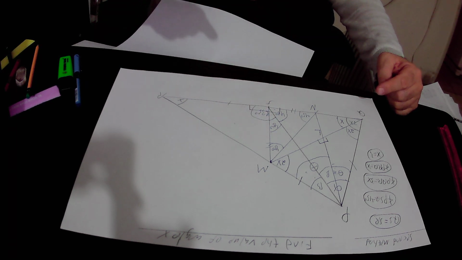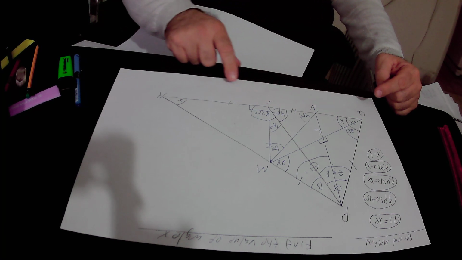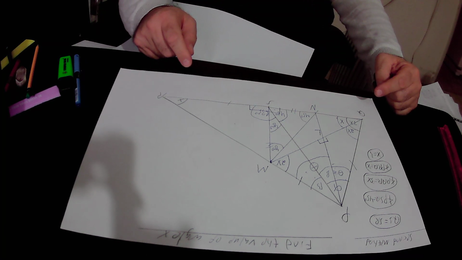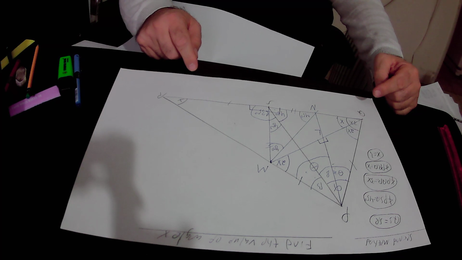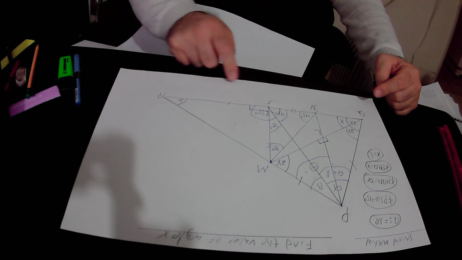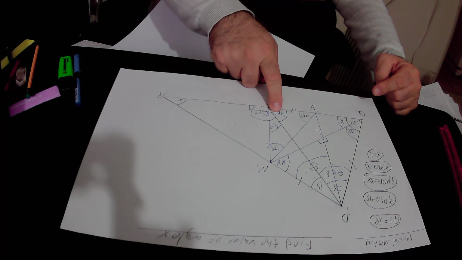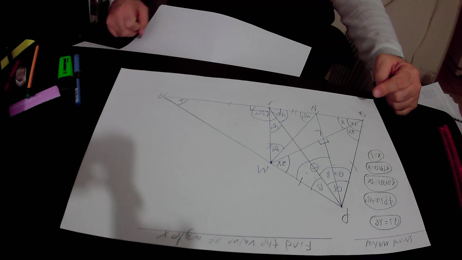MS is the median to the base of the isosceles triangle QMR, and the median to the base, according to rule number 3, not only bisects the base, but is also perpendicular to the base. That is to say, this angle equals 90 degrees, and this angle also equals 90 degrees. Okay?